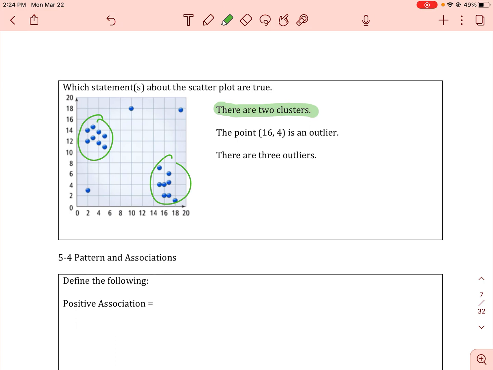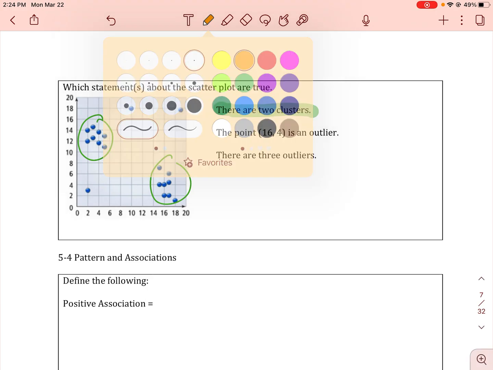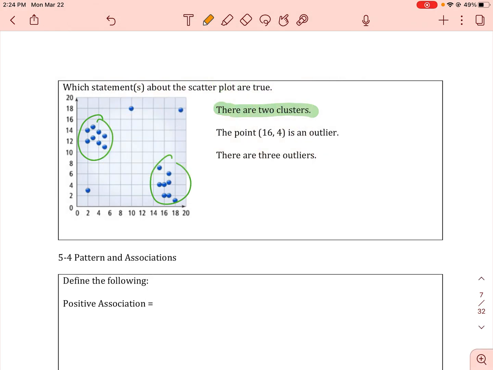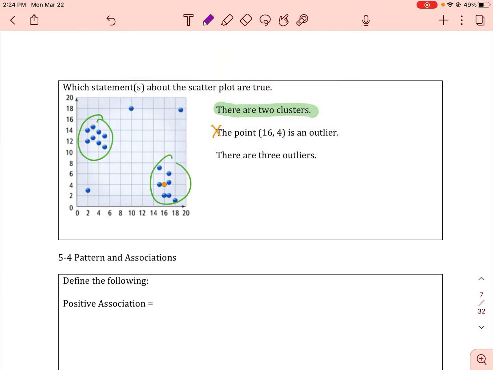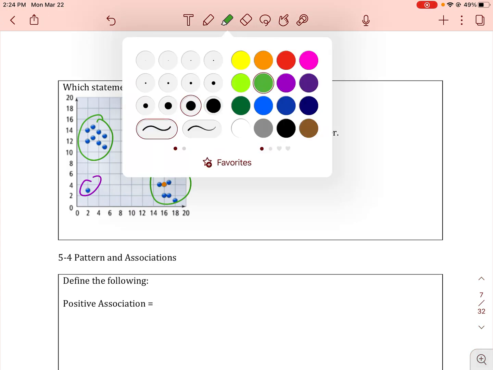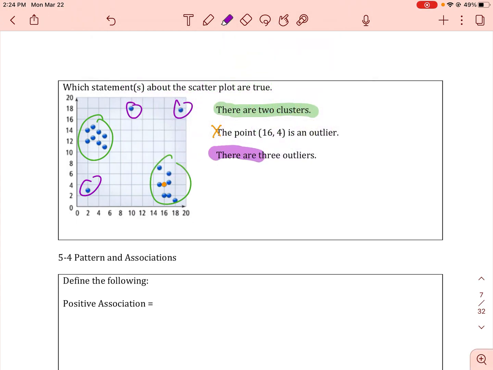The point 16, 4 is right here, is an outlier. That is false. That is not true. And then thirdly, it says there are three outliers. Well, I'm going to say 1, 2, and 3. Those three points right there don't seem to fit the rest of the graph, so this one is also true.